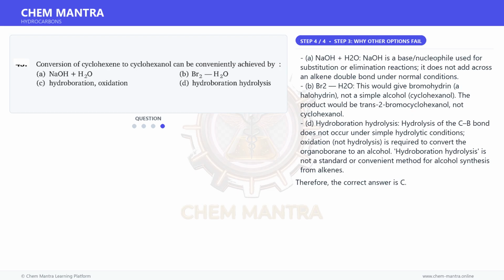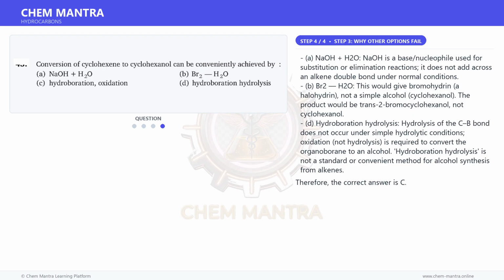B, Br2, H2O. This would give bromohydrin, a halohydrin, not a simple alcohol, cyclohexanol. The product would be trans-2-bromocyclohexanol, not cyclohexanol. D, hydroboration, hydrolysis.